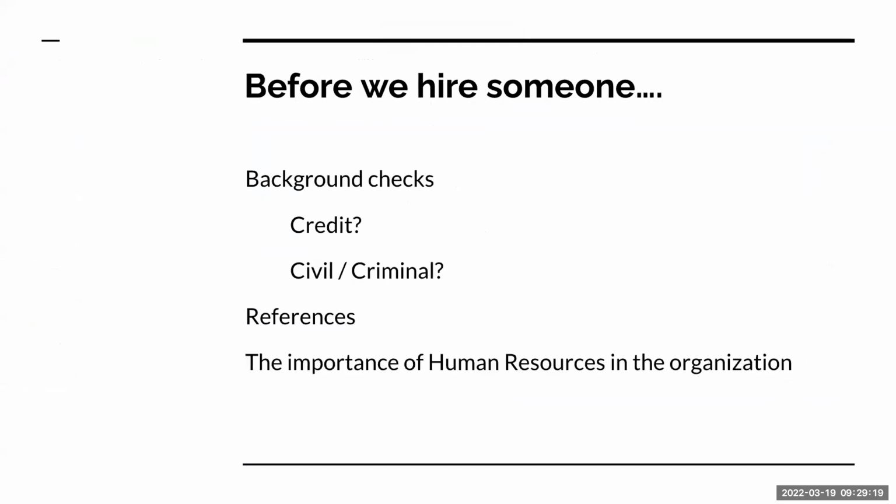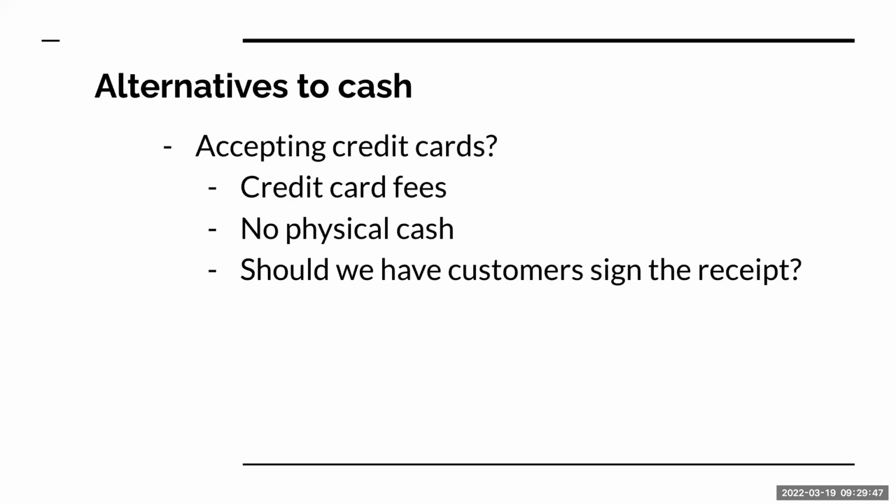Another thing in terms of controls is that you also want to make sure that you have background checks. Can we do a credit check? Can we do a civil and criminal check? It depends. It's really going to depend upon the human resources law within your state. But one of the things for internal controls is that we want to make sure that we know who we are working with. If we are bringing in someone bad into our organization, that's not going to look good on our organization as a whole.